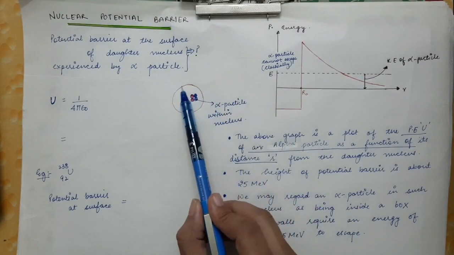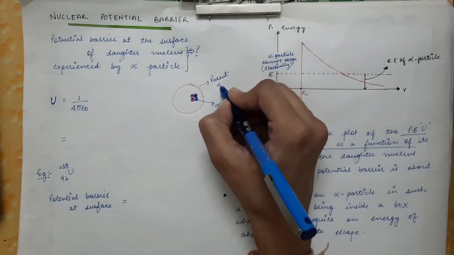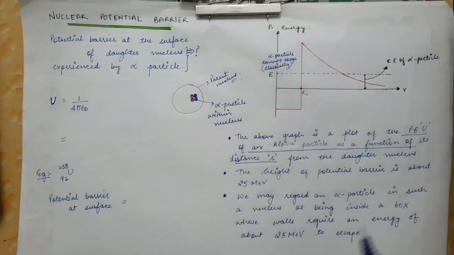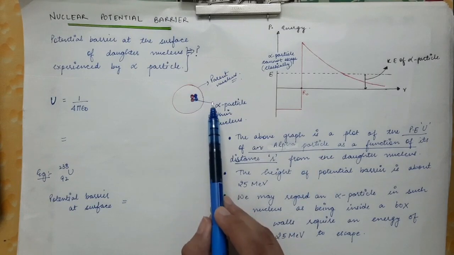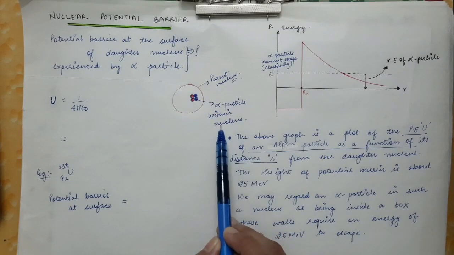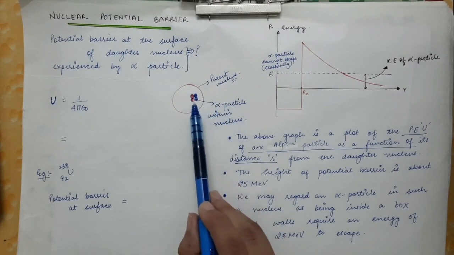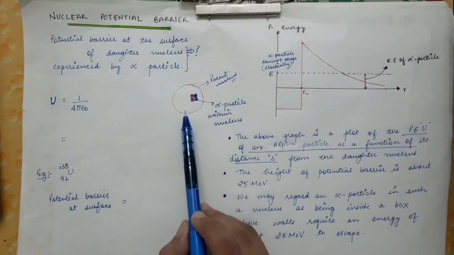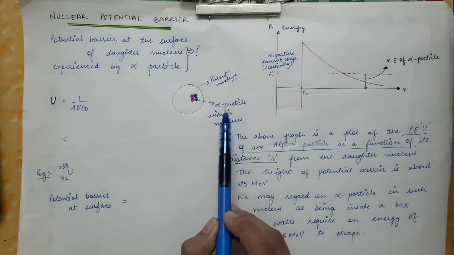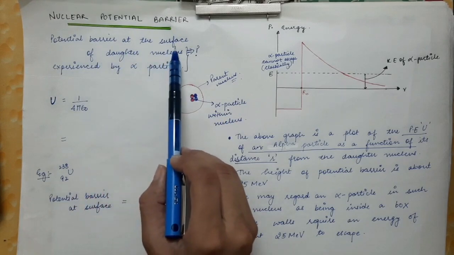So here is the parent nucleus which we have drawn, and there is an alpha particle which is present inside this nucleus. This alpha particle has not been emitted by the nucleus yet, but it will be emitted after some time. So we are going to find what is the potential barrier at the surface of the nucleus.